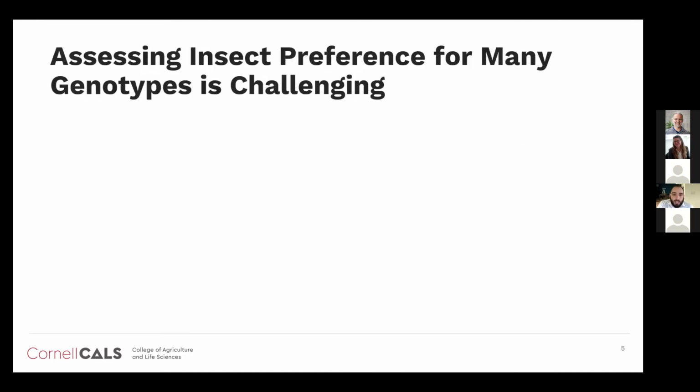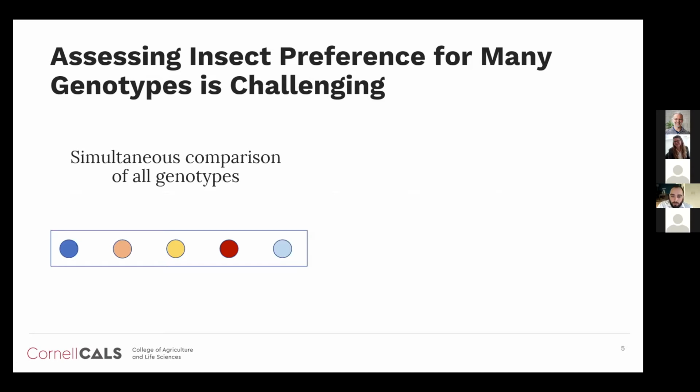If we want to assess insect preference for many genotypes, this can be a challenging problem. One way that we might do this is by doing a simultaneous comparison of all of the genotypes that we're interested in. So in this example here, we've got 5 different genotypes represented by the 5 different colored circles. We can put them all in a cage, put a bunch of insects in there, and look at how the insects distribute themselves among these plants and use that distribution as a metric for insect preference.